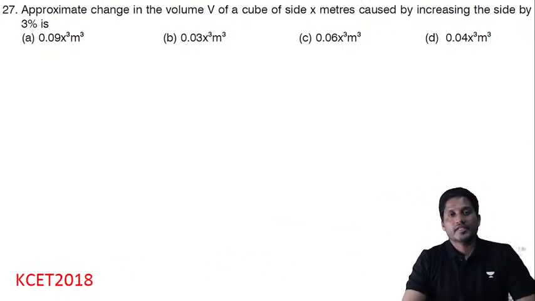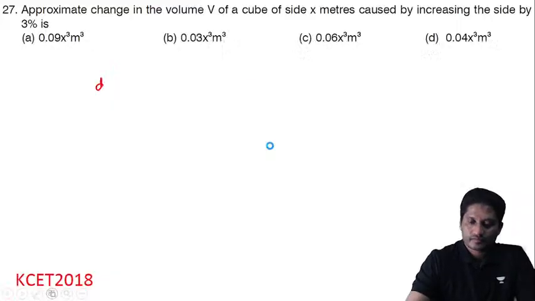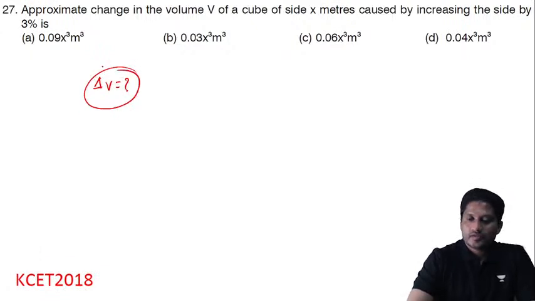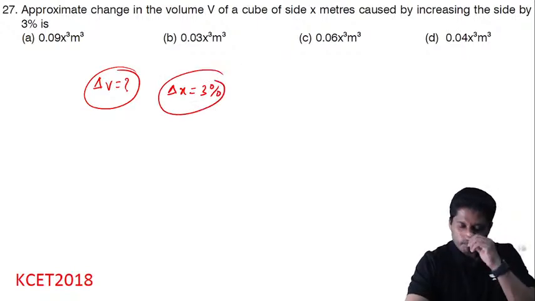Okay, the approximate change in volume V of a cube. That is, I should find out what delta V is. Approximate change in volume V of a cube of side x meters caused by increasing the side by 3%. Delta x is equal to 3% of x.